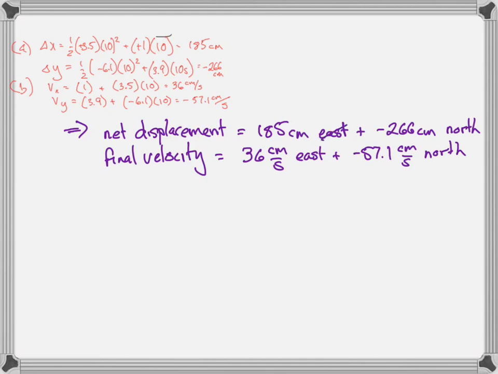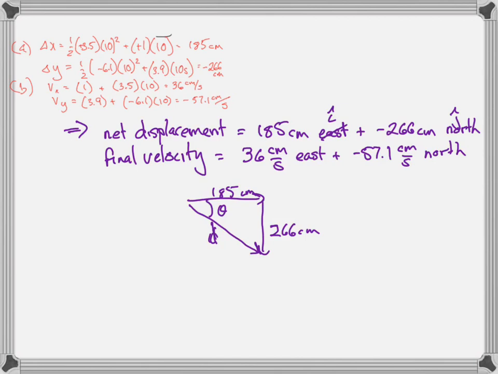We could just write this as i hat and j hat. And so the minus just tells you that it's in the minus y direction. And the final velocity is 36 centimeters per second east, minus 57.1 centimeters per second north. So this gives you it in component form. I didn't ask for it in magnitude-direction form. You know that you can take this vector, 185 centimeters and minus 266 centimeters, and turn that into a displacement vector, d, and you can figure that out, I'll leave that up to you. Same thing with the velocity.